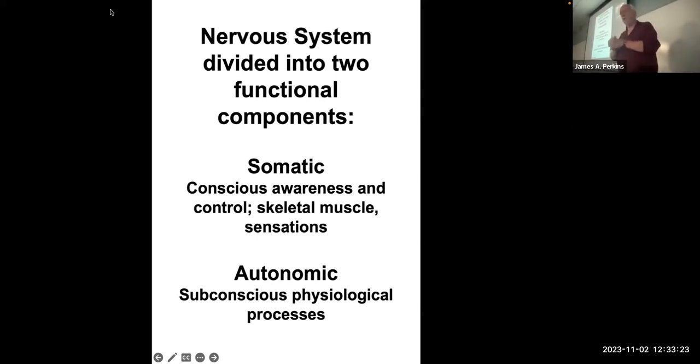The nervous system as a whole, if you take the entire human nervous system, it's subdivided according to its function into two broad categories, two broad components. There's the somatic component of the nervous system, which deals with things that we're consciously aware of and things that we have conscious control over. And I'll talk about that in more detail in a minute. Then there's what's called the autonomic nervous system, which regulates a lot of subconscious physiological processes in the body.